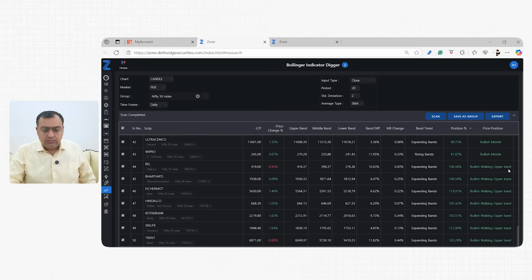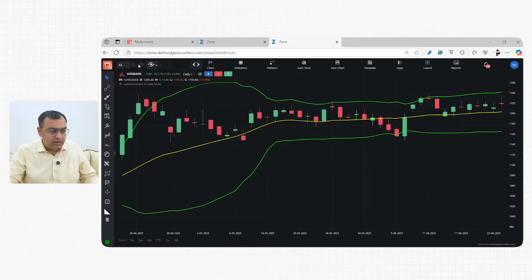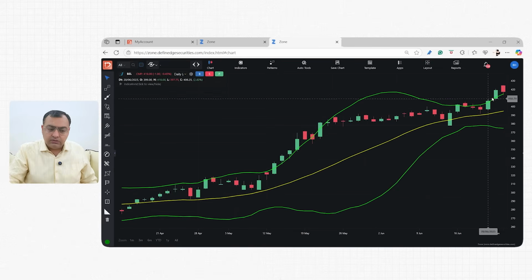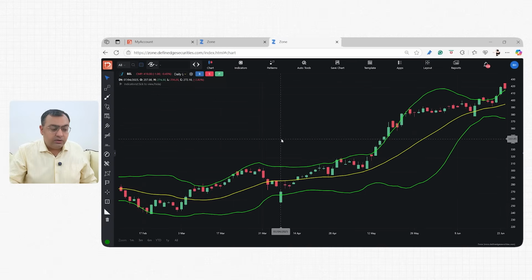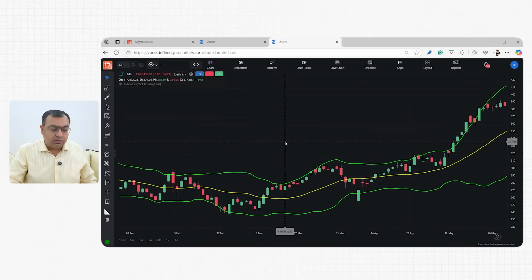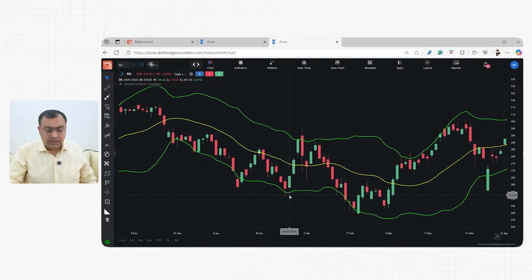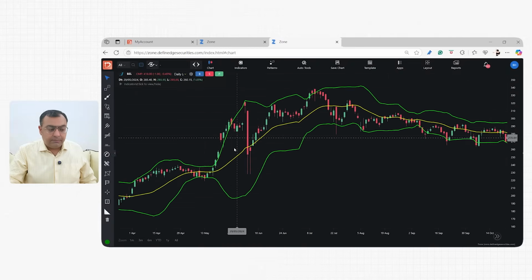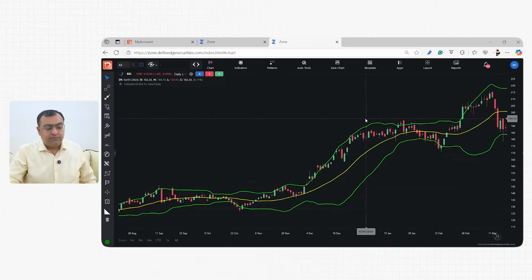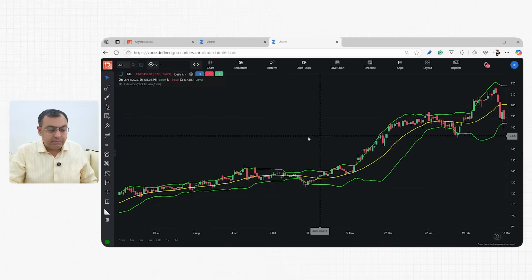Now if I go to bullish walking upper band, which means the trend is very strong, and if I just go on to the chart of BEL, now look at this, walking through the upper line, look at this zone. This was walking through the upper line, this was walking through the upper line. It is basically a strong candidate over here where you should definitely look at bullish upper line. This is bearish middle, trading down, bullish upper line. There may sometimes be a stock where you may find bearish walking with the bearish line as well.